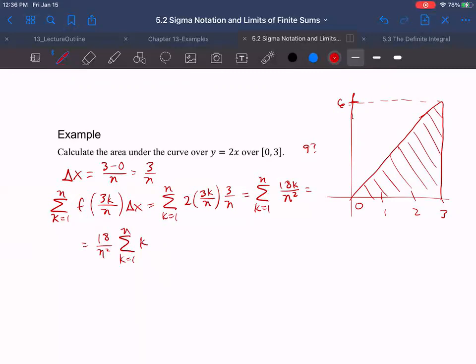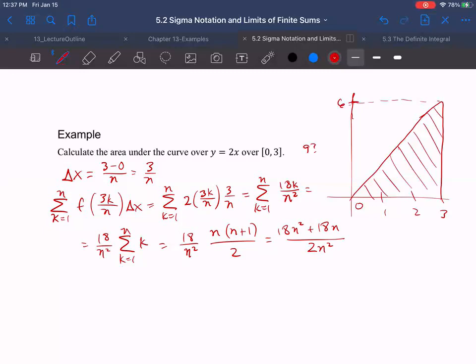And this is the one that I believe I told you to go home and do, right? So I'll give it to you. Right here, it's 18 over n squared, and then that summation, and you'll now know what to look for as you try to do it. n times n plus 1 over 2. Which just simply gives us 18n squared plus 18n over 2n squared.